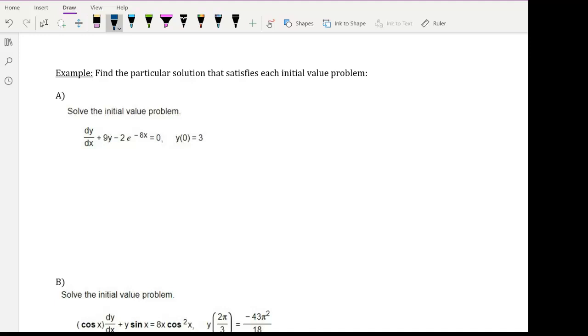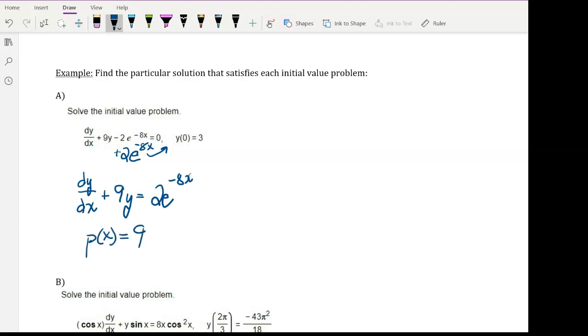dy/dx, that means y is dependent, x is independent. We want all instances of y on the left, and any terms that don't have any y's move to the right. And then if the dy/dx is by itself, we'll be in a format where we're ready to solve. So I need to add this 2e to the negative 8x over to the right-hand side of our equation to get this in standard form. Now that we are in standard form, it looks like our p of x is just equal to the constant 9. So when we solve for our mu, we're going to be doing e to the integral of 9 dx, which is e to the 9x.